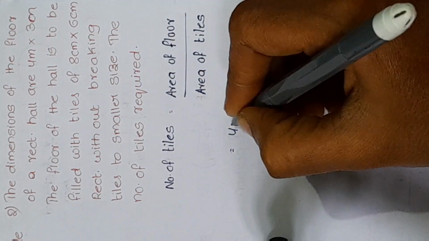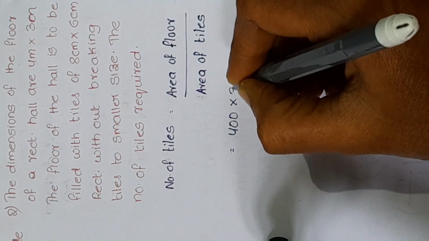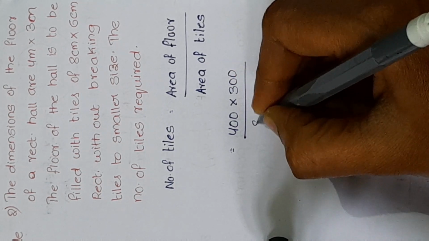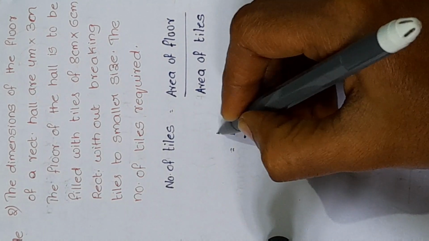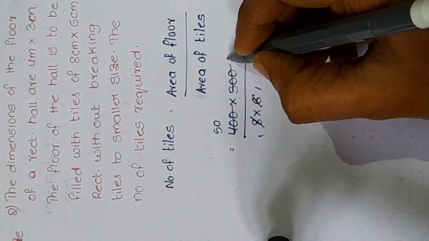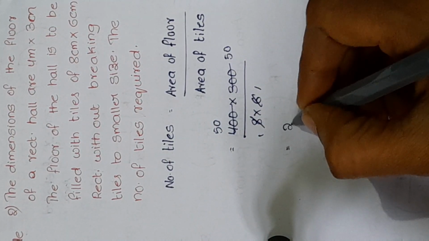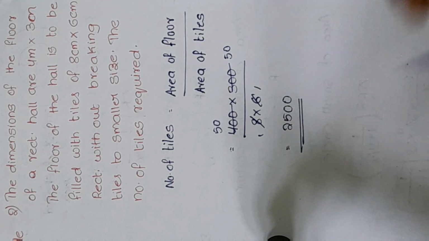As the room measurements are given in meters and tile measurements are given in centimeters, convert these meters into centimeters. That is, area of the floor is 400 centimeters into 300 centimeters by 8 centimeters into 6 centimeters. On cancellation, this is 1 times 50 times 1 times 50 times. 50 into 50 is 2500 tiles are required.